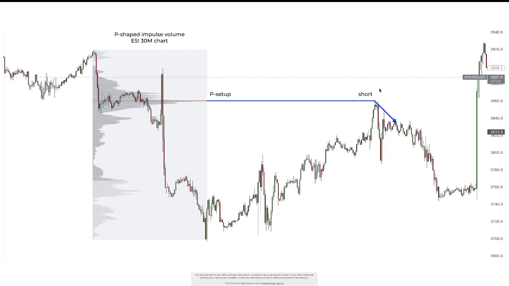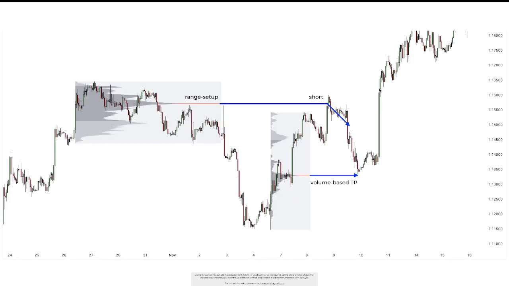Now we have one more important topic. We have how to place take profit and how to place stop loss. This I see also a lot of people actually do struggle with. So let's discuss it very quickly. Now, how do we place take profit?